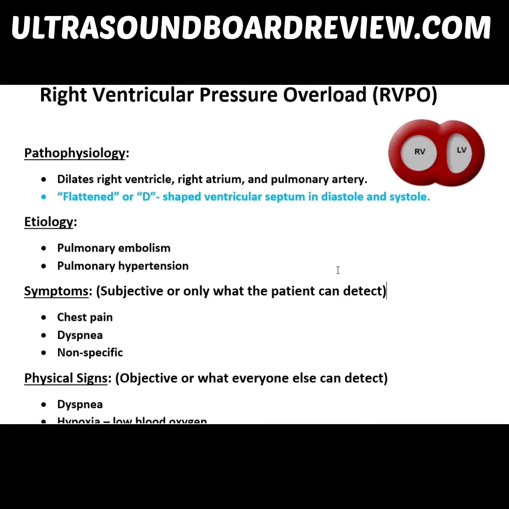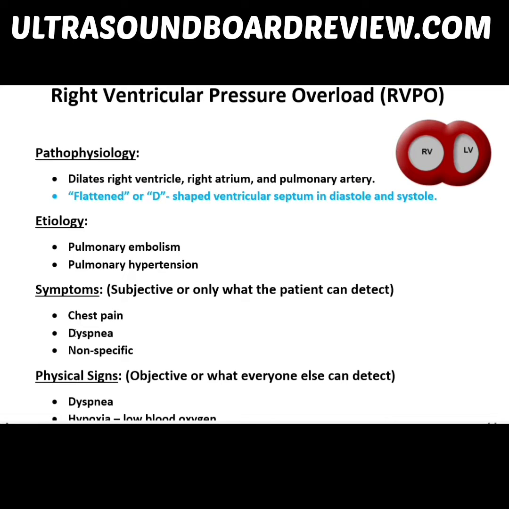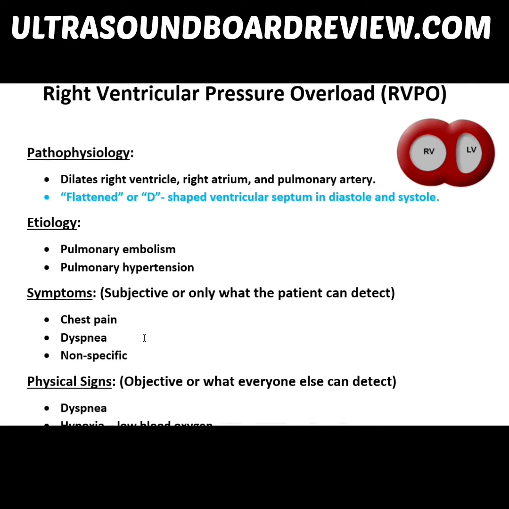So these patients will have chest pain, obviously because there's a lot of volume in the heart, more than normal. They'll have shortness of breath, obviously because if they have a pulmonary embolism, it's blocking blood from going to the lungs to get oxygenated. So they'll have a low oxygen level.